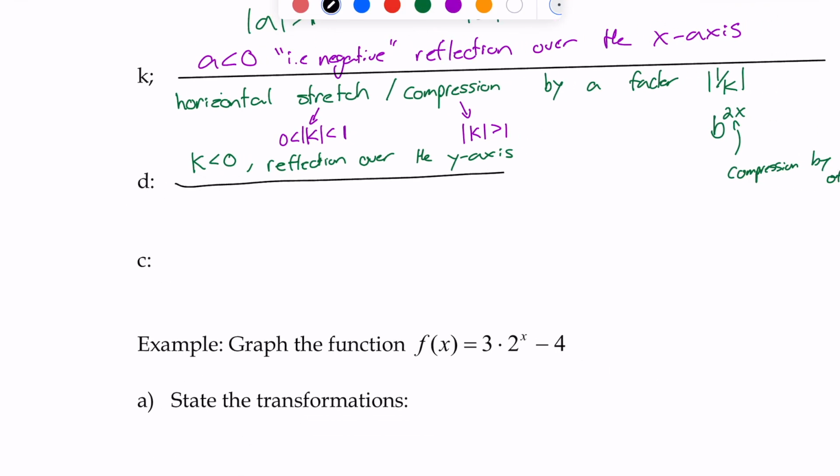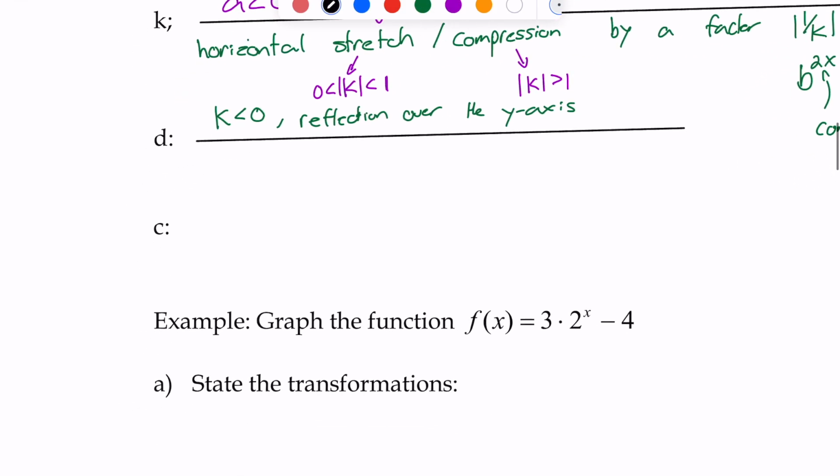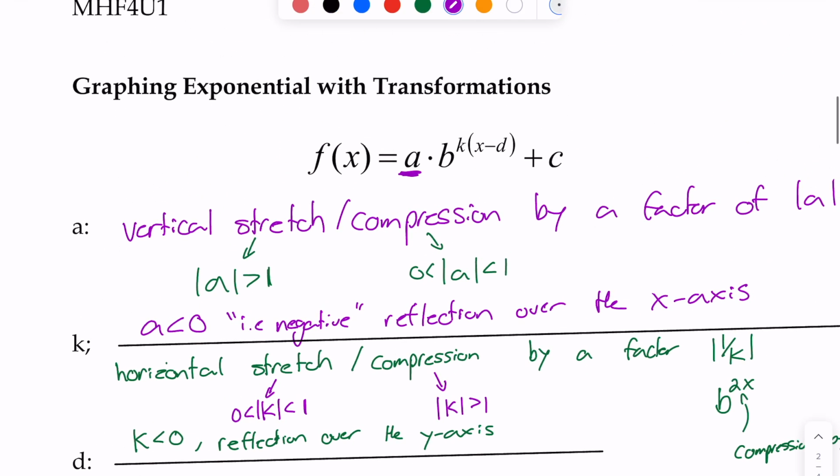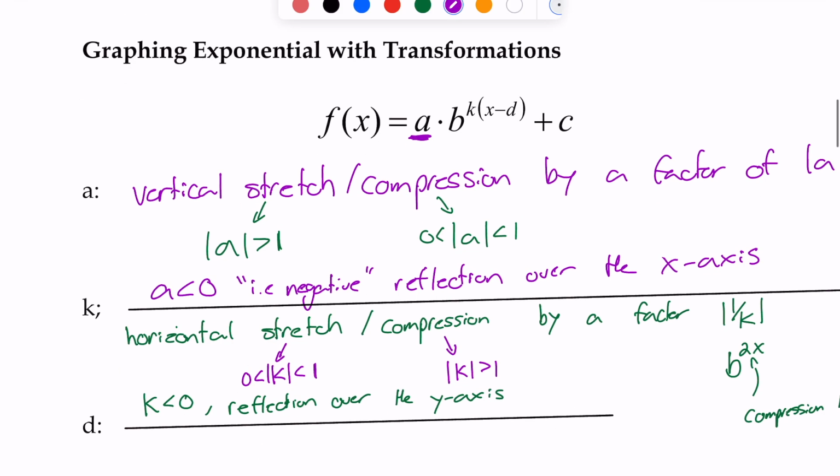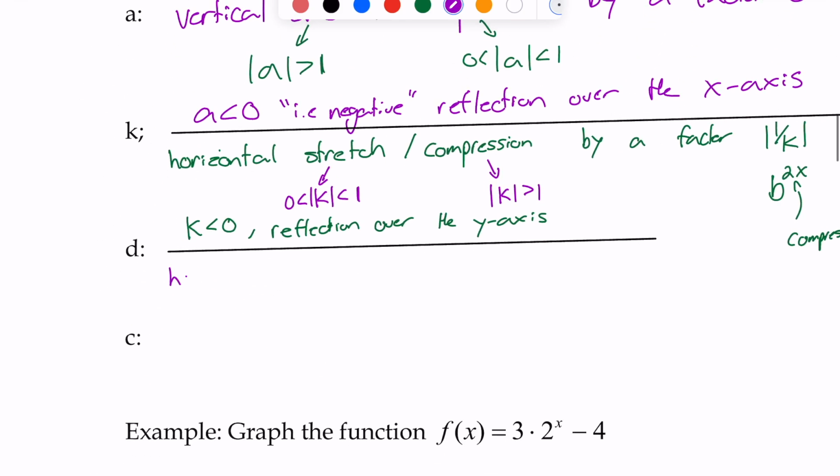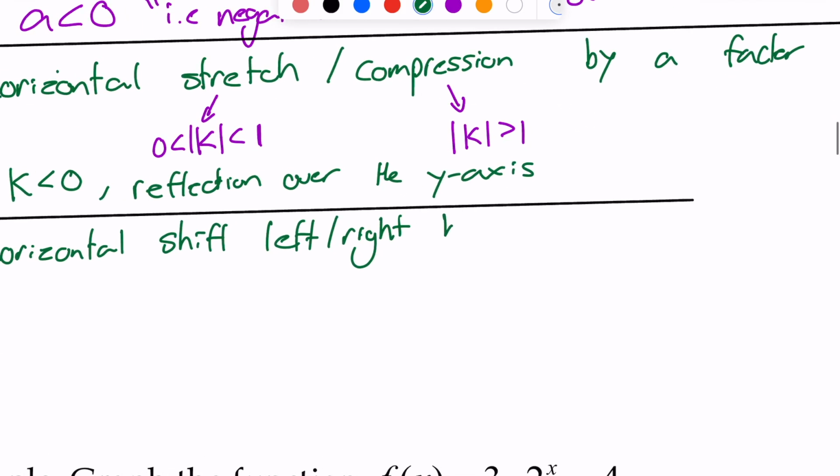So your d, the d right up here, the one that's inside the bracket, think of it as attached to the x. That's your horizontal shift left or right by d units.